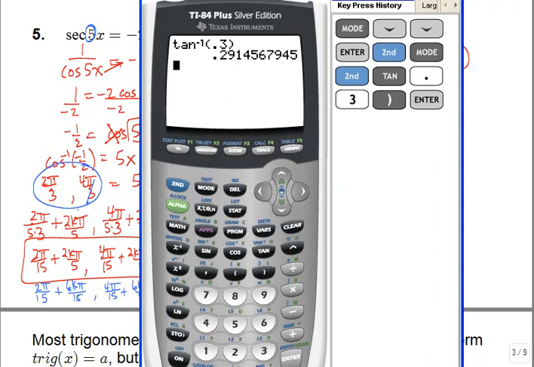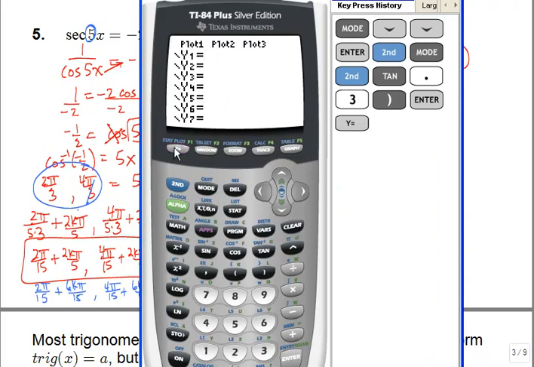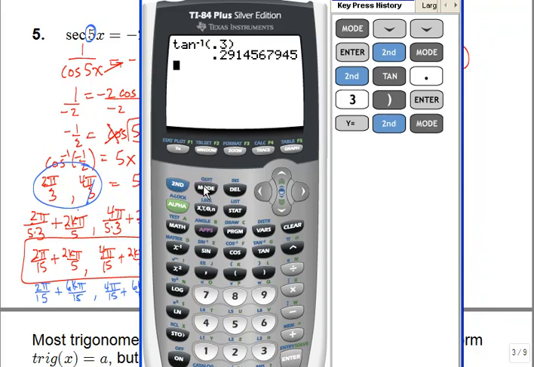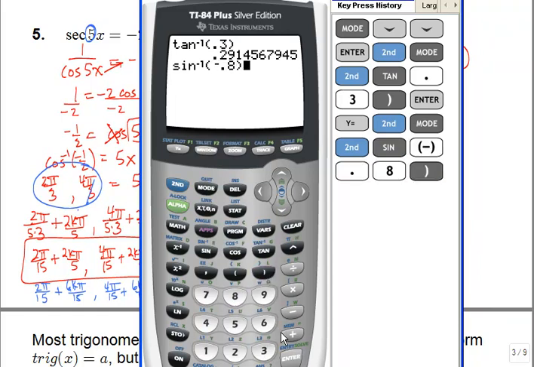So we're going to type in inverse sine of negative 0.8. Hit enter. Now think about what this means. We get negative 0.927. Okay, let's go ahead and write that down, and then we'll think about what quadrant we're in and what this really reveals to us.